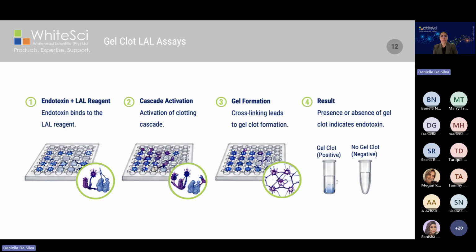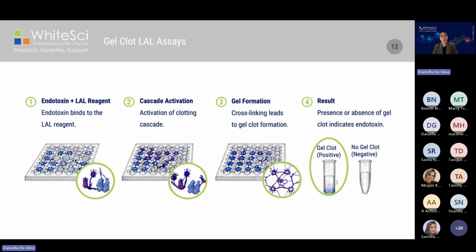So after incubation, the reaction vessel is gently inverted. If the clot remains intact, the sample is then considered positive. If there is no stable clot that forms, then the result is considered negative. One of the major advantages of using the gel clot assay is its simplicity. It uses very little instrumentation and it's an accessible method for numerous laboratories. It is also a very long established method with a strong regulatory history.